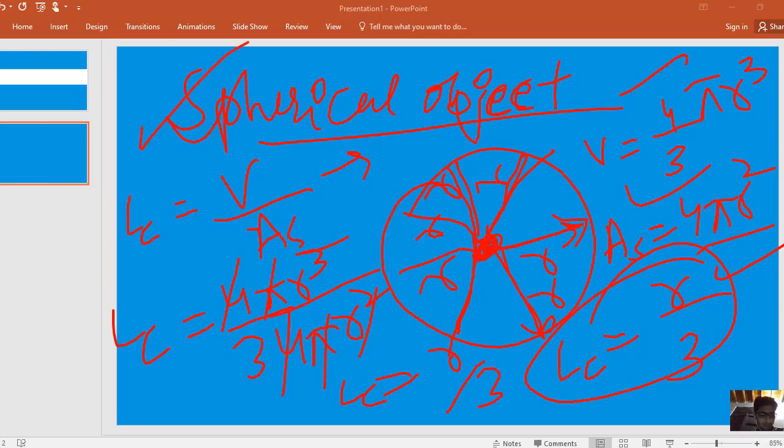For many other materials, we will also discuss this in the coming lecture. And the general formula for the characteristic length is the volume of the material divided by the surface area of the material.